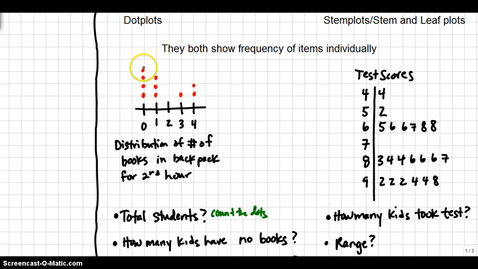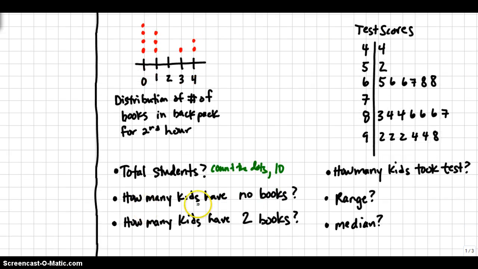Then if we count the dots, we find out that there are 10 students in the second hour. Then how many students have no books? This tends to be a tricky question for some kids. Most people give a correct answer of 4, because they simply look at the 0 and count how many dots are there. Sometimes a common wrong answer for this question would be 2.